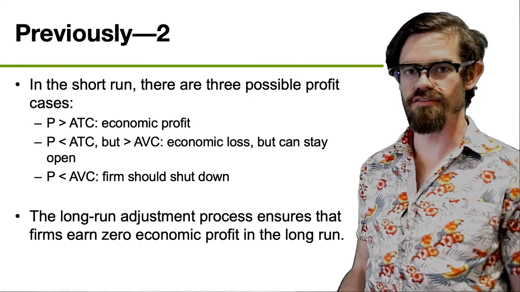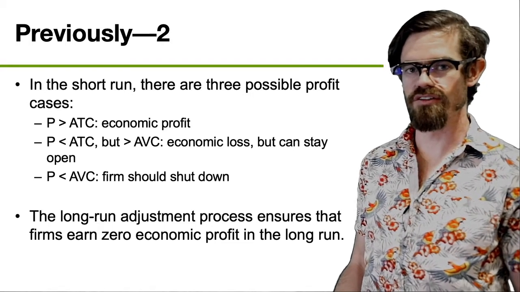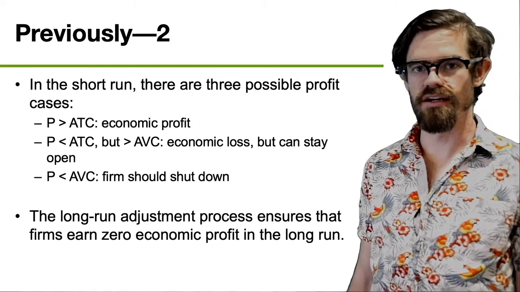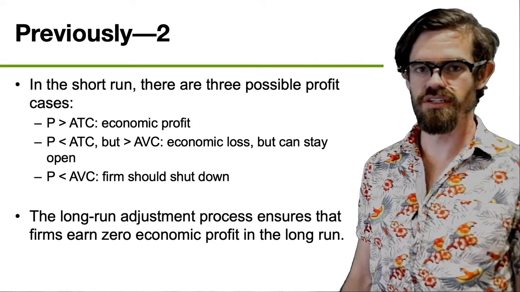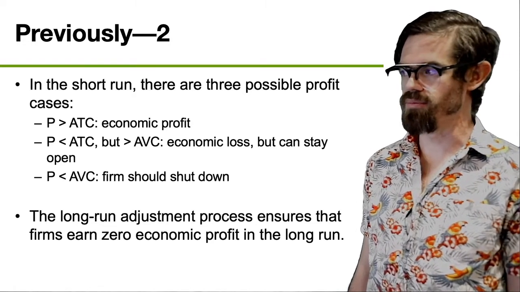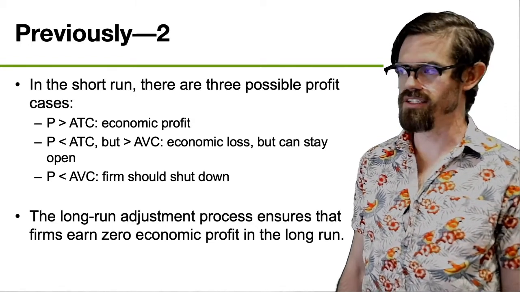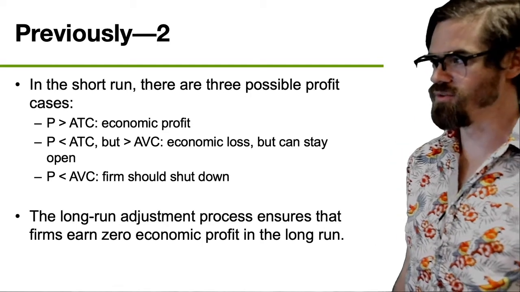And then we also saw how in the long run, basically there's an adjustment process whereby firms enter the market if there are profits, they exit the market if there are losses in the short run. And eventually we get to a point where in the long run, competitive firms earn zero economic profit and price equals the minimum of average total cost. So that's where the efficiency is coming from, if you'll recall.